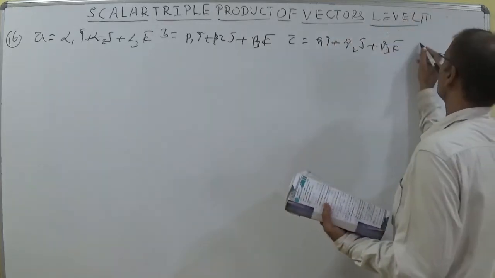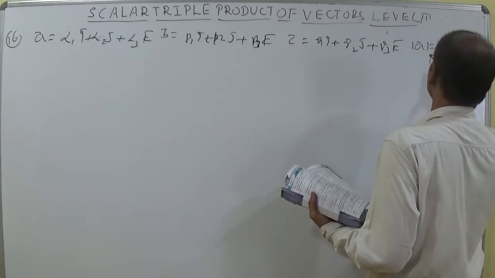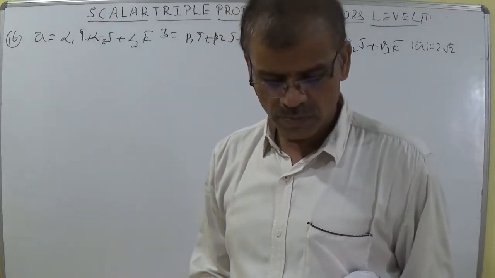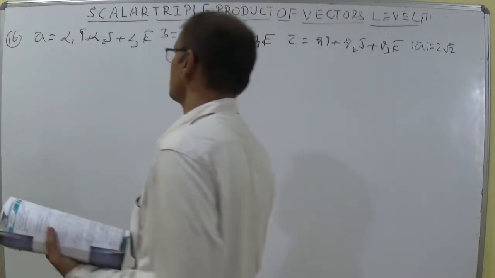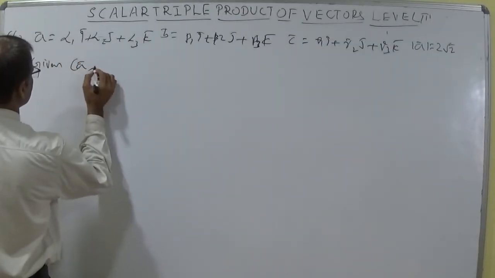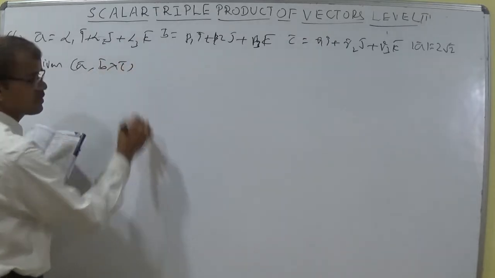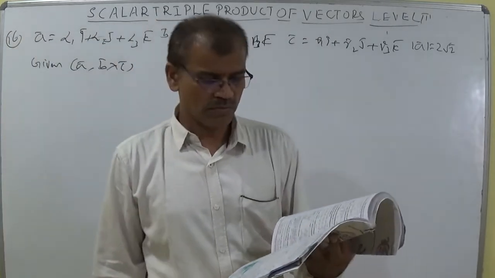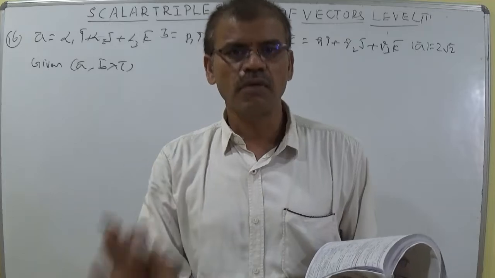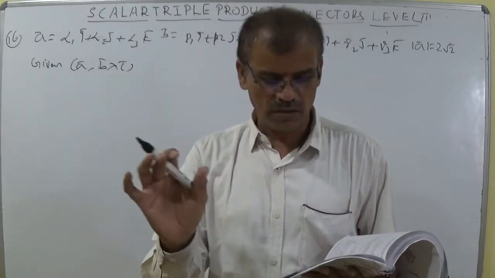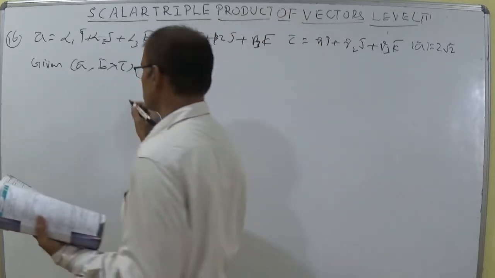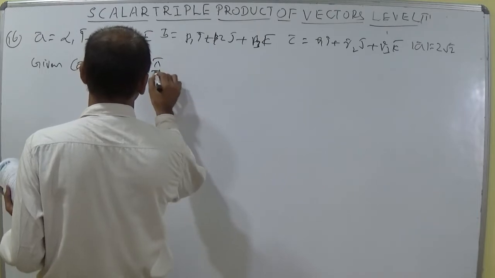And mod A bar, the magnitude of the vector, is given as 2 root 2. Mod A bar equal to 2 root 2. A bar makes angle pi by 3 with the plane of B bar and C bar. Given condition I am writing here. The angle between A bar and the plane of B and C means the angle between A bar and B cross C. So the angle between A bar and B cross C is equal to pi by 3 radians.